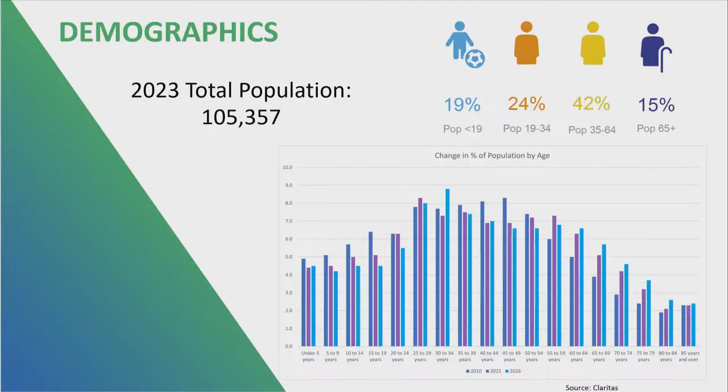We also go through and we look at the demographic makeup of the community. Utilizing tapestry data sets from Esri, we can start to get an understanding of how large is the population here. In 2023, it was just over 100,000 people. Then we look at the demographic makeup. We see that 19% of that population was under 19 years of age. 24% of that population was from 19 to 34. 42%, the largest segment of that population, was from 35 to 64, and then 15% is 65 and older.